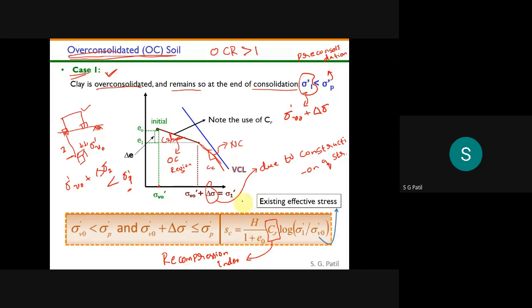So this is case one. What is case one? Case one is nothing but if the final stress is less than my pre-consolidation stress, then I have to use this equation.